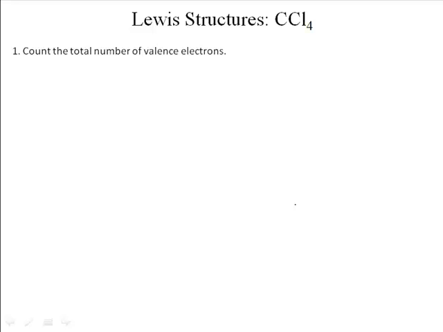The first step in figuring out the Lewis structure for a molecule is to count the total number of valence electrons in that molecule. In carbon tetrachloride, CCl4, I have 1 carbon atom and 4 chlorine atoms. If we remember that the valence electrons for each atom is the same as its group number, this will be a very easy process. I find carbon on my periodic table, and carbon is in group 4.